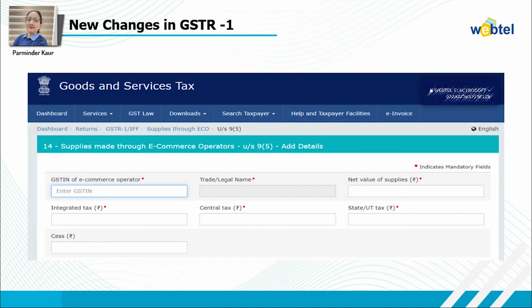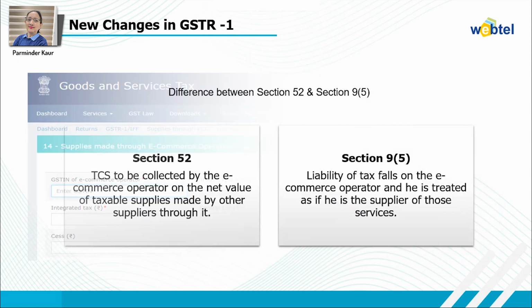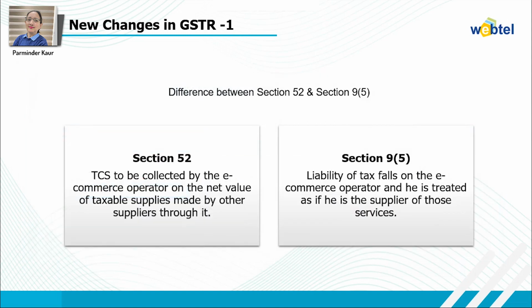So in this also the star button is required. One by one all the details can be filled in this part of the table. Now what is the difference between section 52 and section 9(5)? Under section 52, the TCS is to be collected by the e-commerce operator on the net value of the taxable supply made by other suppliers through it.